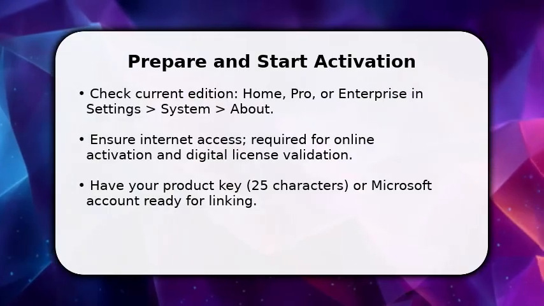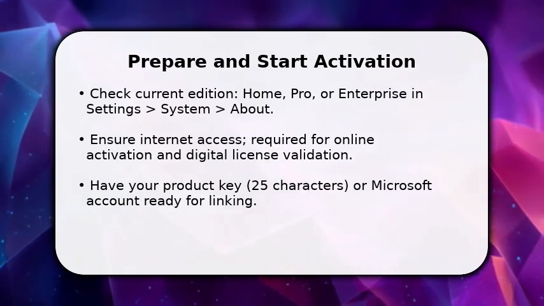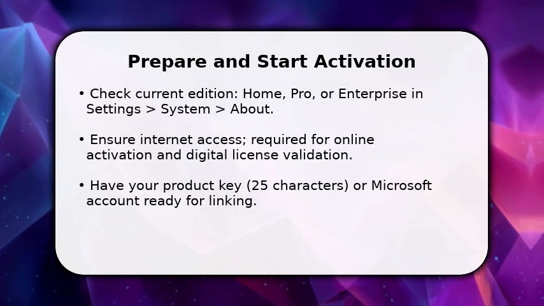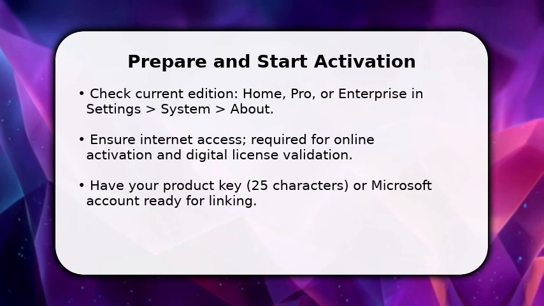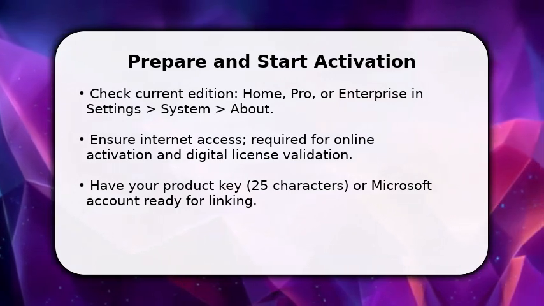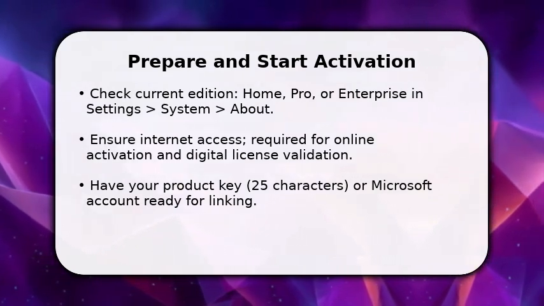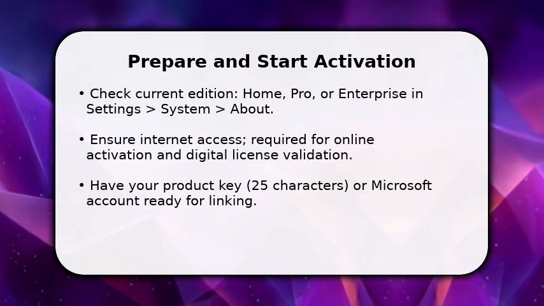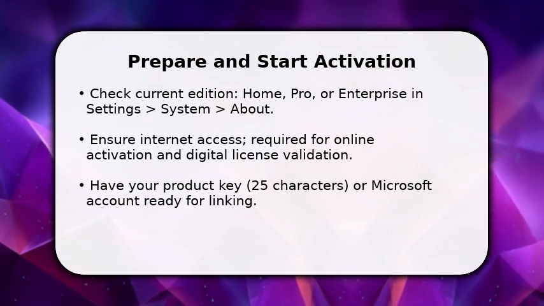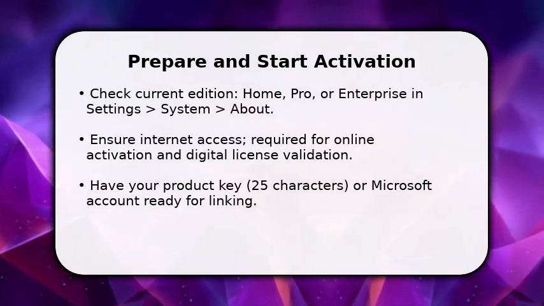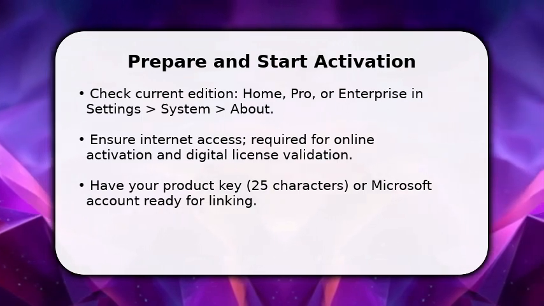You begin by confirming prerequisites so activation goes smoothly. First, open Settings and verify your Windows edition and build. This determines valid keys. Make sure you are online because activation checks Microsoft servers and validates digital licenses. If you have a product key, copy the 25-character code or sign into the Microsoft account that holds a digital license. That link automates activation. Once done, move directly to the activation panel to enter a key or sign in and start the process.